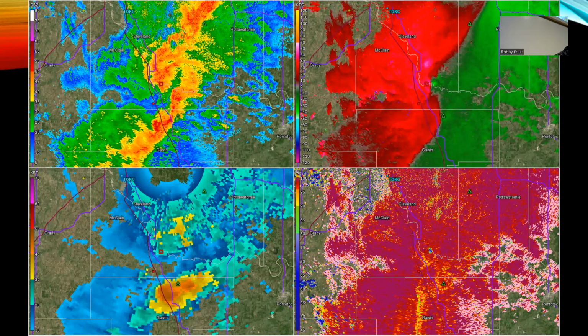That's like 1992 or 93. We put in the 88D, every supercell is going to produce tornadoes. No, it's not how it works.